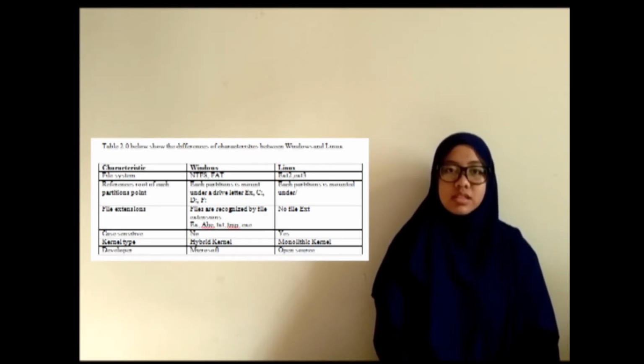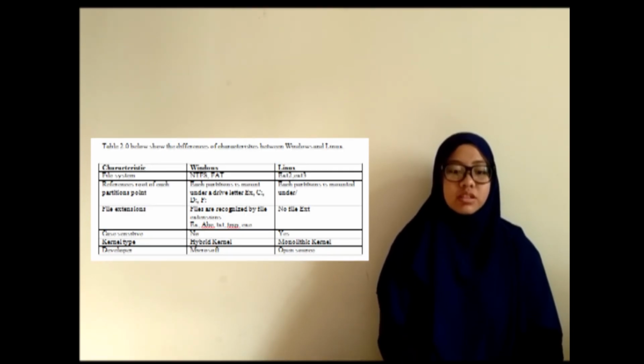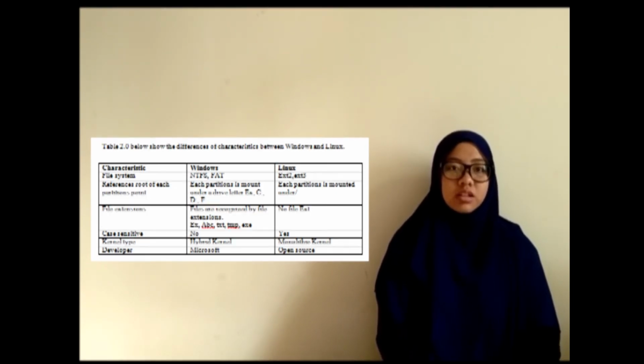As you can see from the given figure, it shows a few characteristics for Windows and Linux. The characteristics are file system, references, root of each partition point, file extension, case sensitivity, kernel type, and developer.